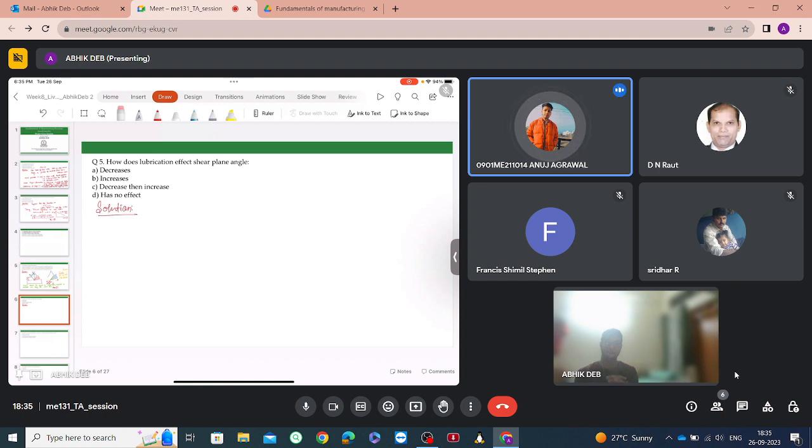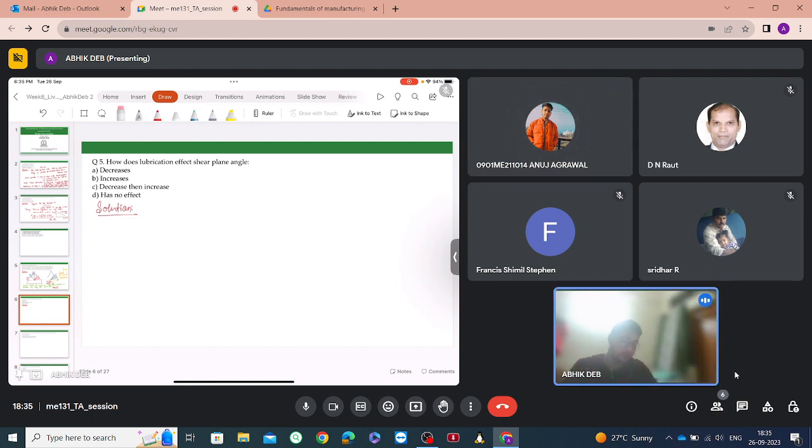सर फॉर्मूला पूछ रहे हो आप? Yeah, formula पूछ रहा हूँ. सर π/4 -1/2 ब्रैकेट में बीटा माइनस अल्फा. Pi/4 plus... π/4 -1/2 ब्रैकेट में बीटा माइनस अल्फा.